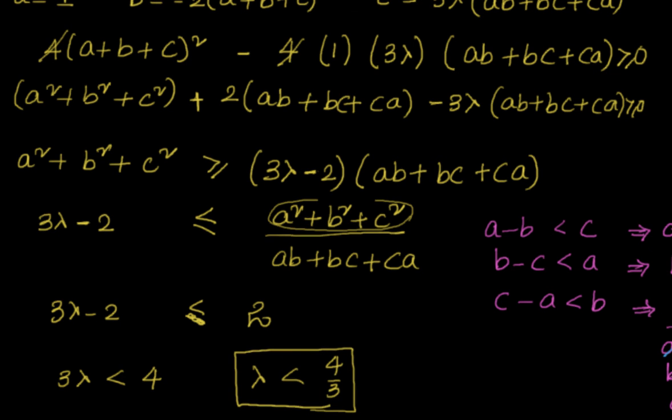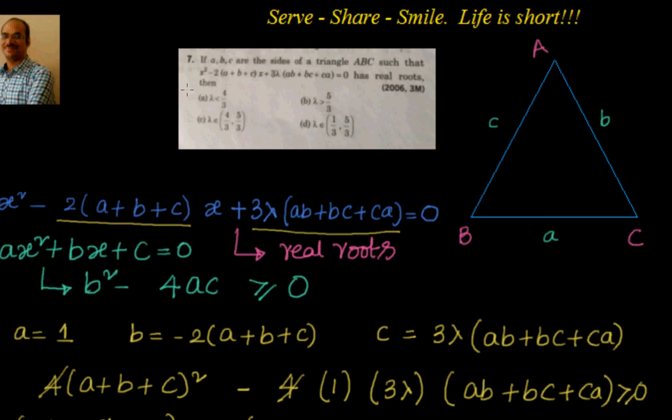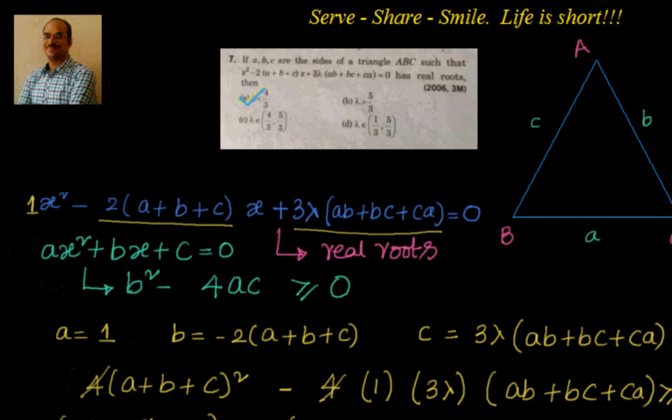So do we have any option where we have lambda less than 4 by 3? Let us check that. We have an option. So that's our solution. That's one tick mark there. Okay, fine. So let me repeat this or summarize this.